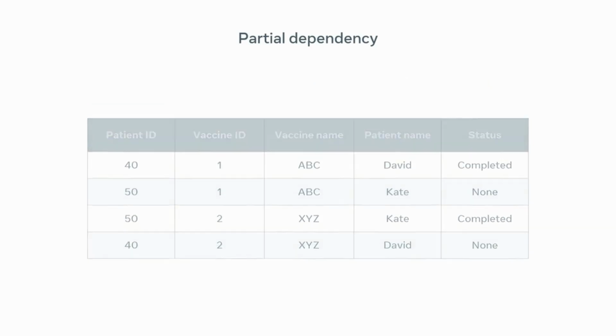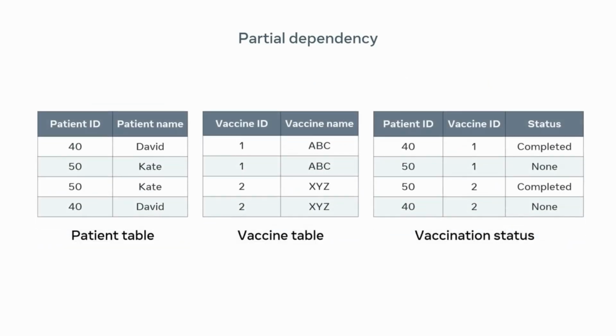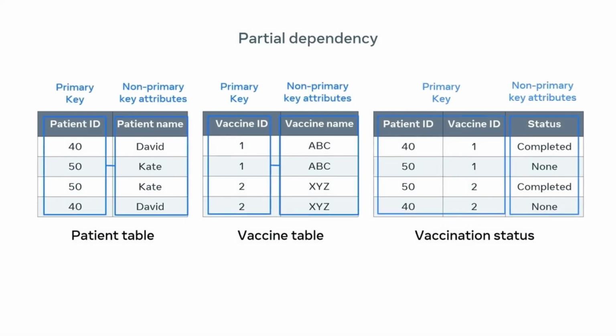I then break up the table into three separate tables as follows: patient table, vaccine table, and vaccination status. Now in each of these new tables, all non-primary key attributes depend only on the primary key value. I've eliminated all unnecessary replication of the vaccine and patient names within the vaccination table. The three tables are now in the second normal form, or 2NF. You should now be familiar with the 2NF rule and how to upgrade a table to 2NF.